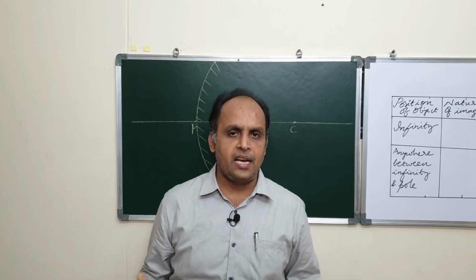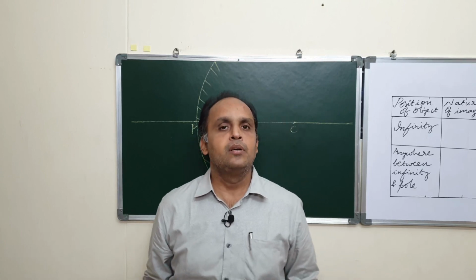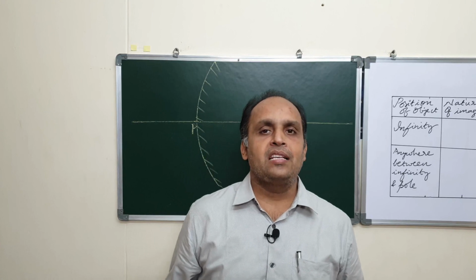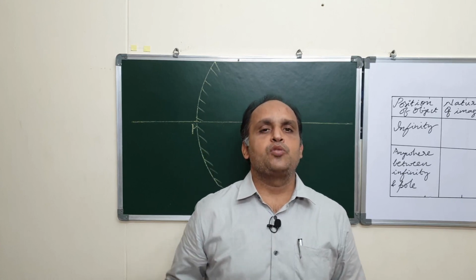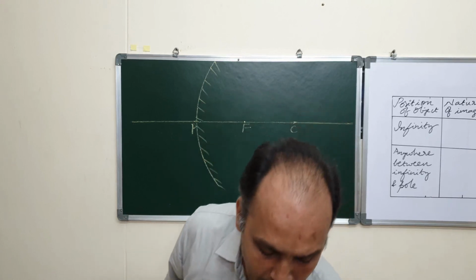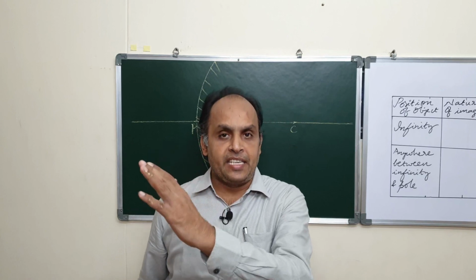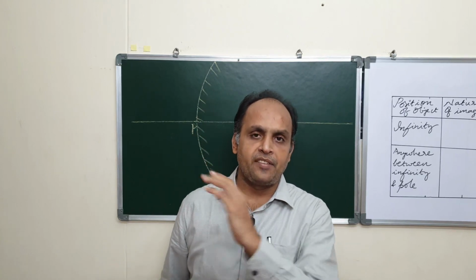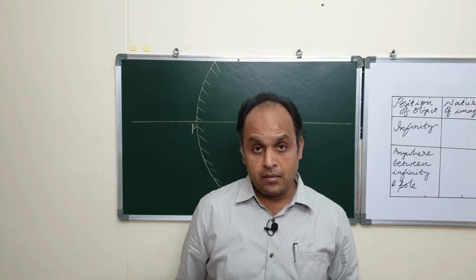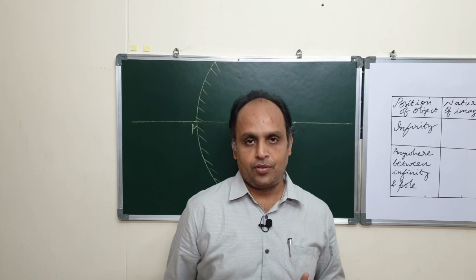We know that the sun is at a finite distance, a few million kilometers from the earth, but we just call it an object at infinity because it is very far. Moreover, another point that must be kept in mind is that when the object is at infinity, the rays of light coming from it are parallel to one another and also parallel to the principal axis.